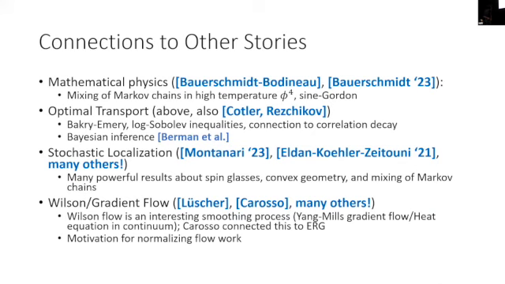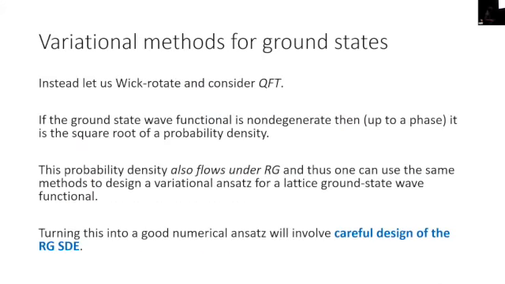Zero time. Okay, so I won't say very much here, but at least formally, because the ground state of a field theory is basically the root of a probability function, it also flows under RG. So you could try to use this to do variational ansatzes, but we haven't tested it numerically. We just describe a method for testing it.